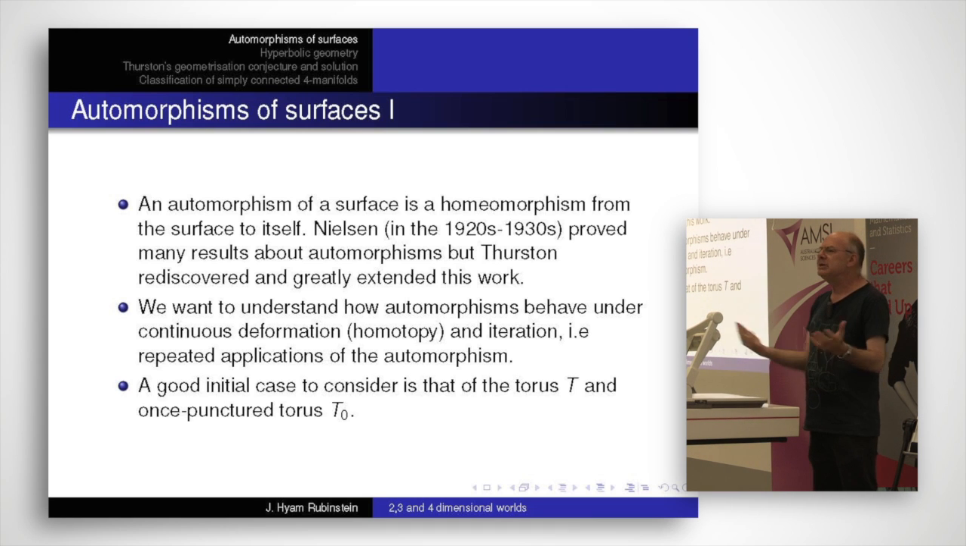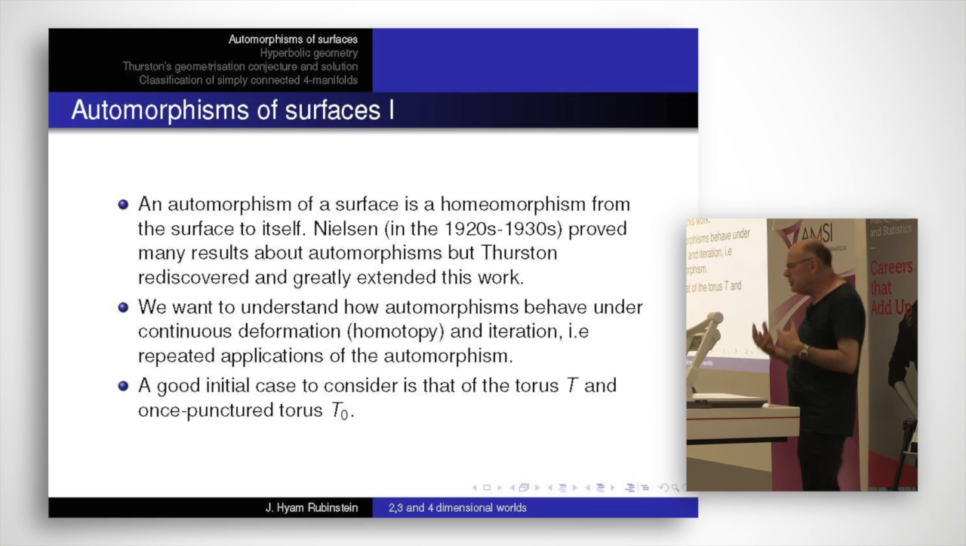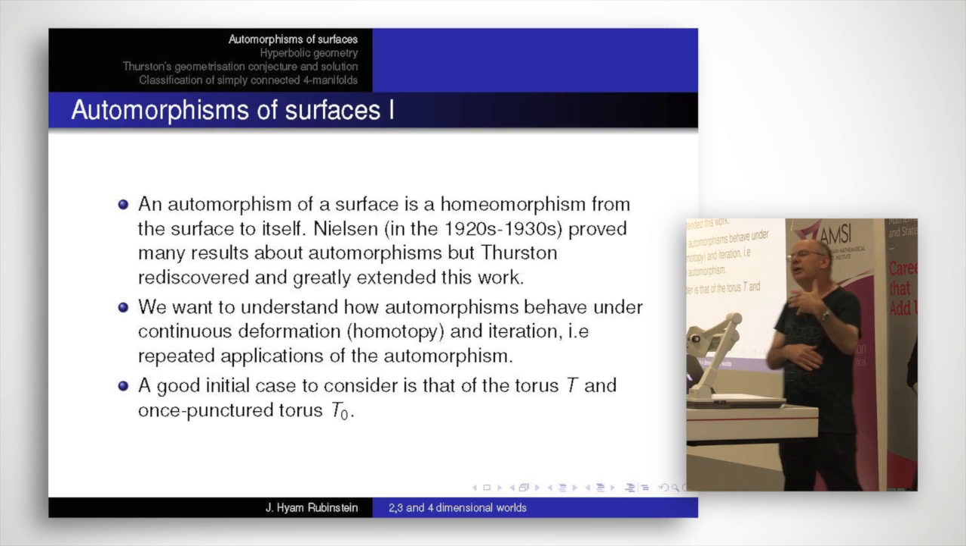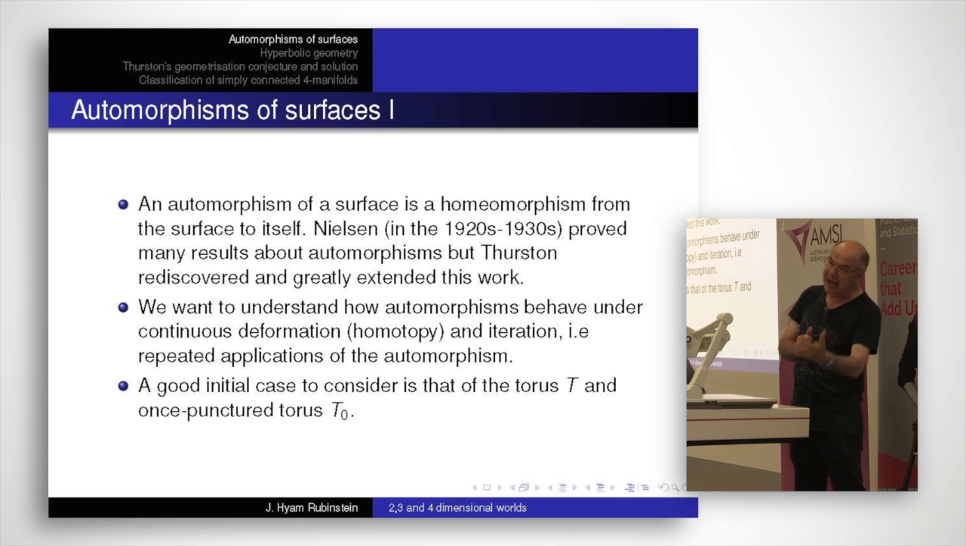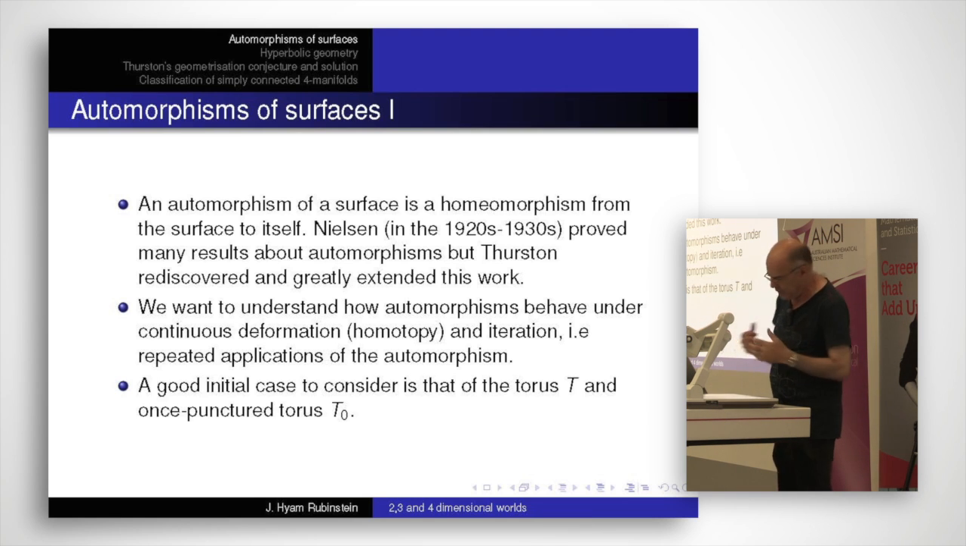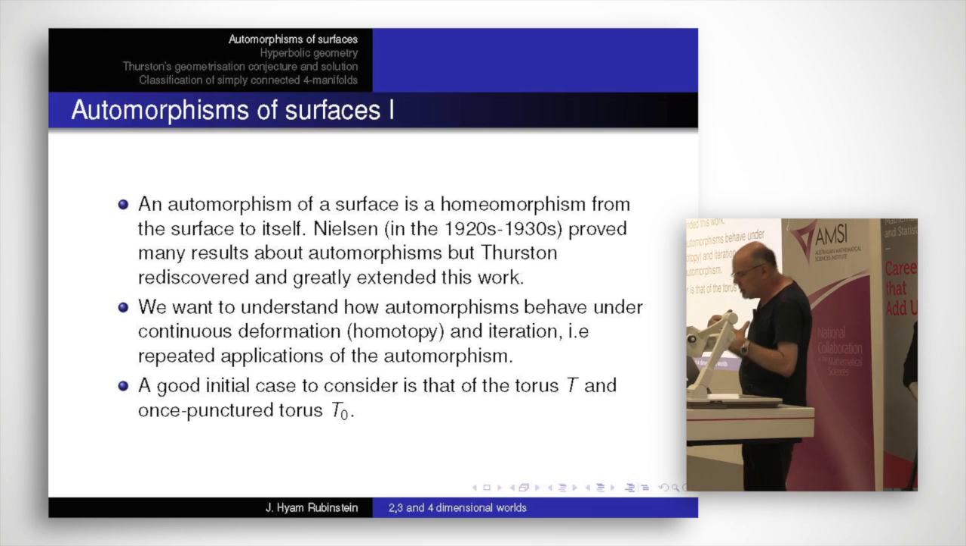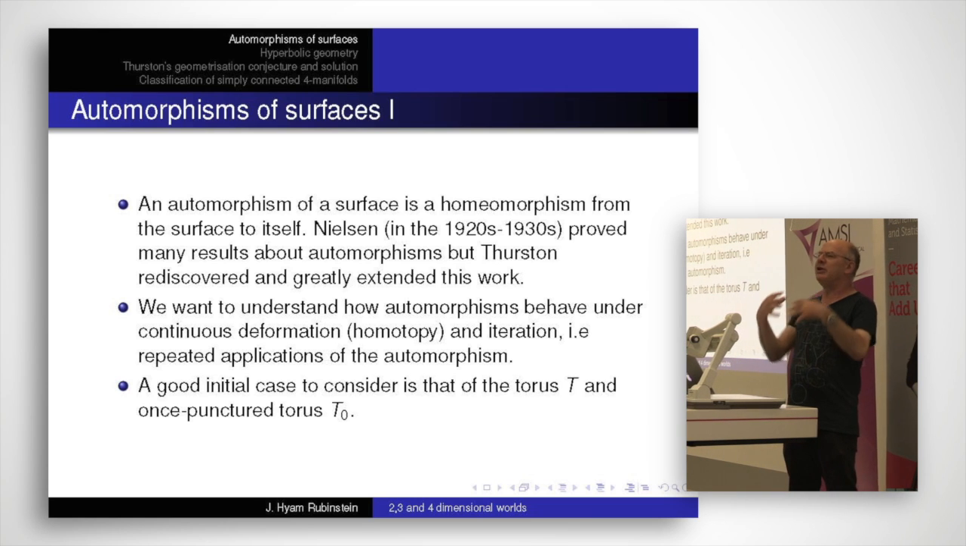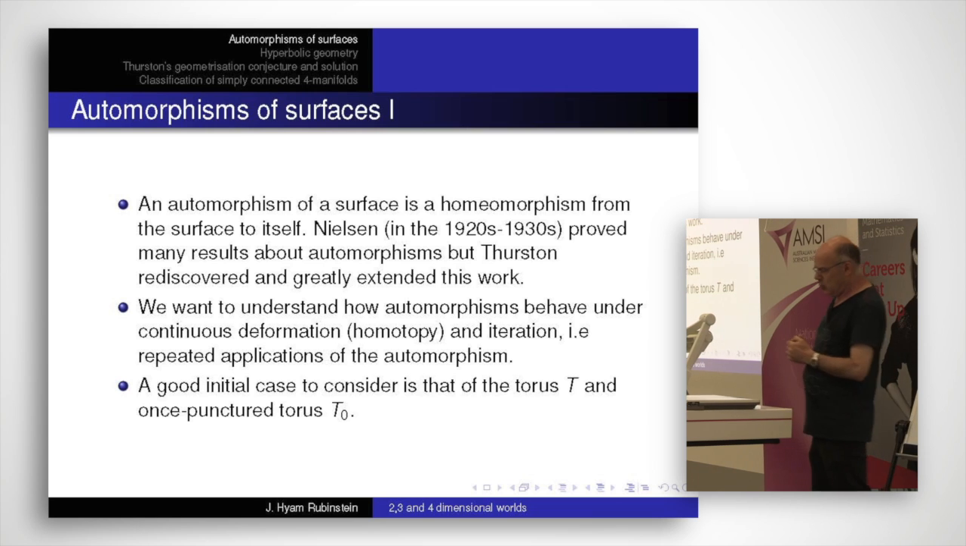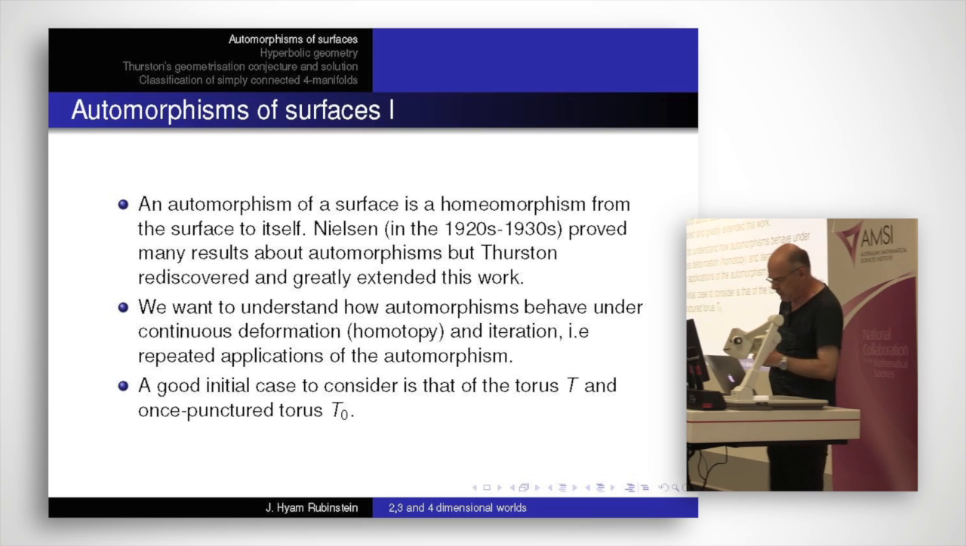And the work that he did, people didn't know a lot about it. Some of it he wrote in Danish, some in German. But at any rate, Bill Thurston, who was sort of this incredible genius, just completely rediscovered and extended Nielsen's work. So it's often called Nielsen-Thurston theory, this work about automorphisms of surfaces.